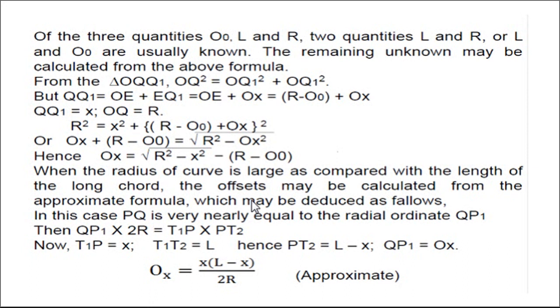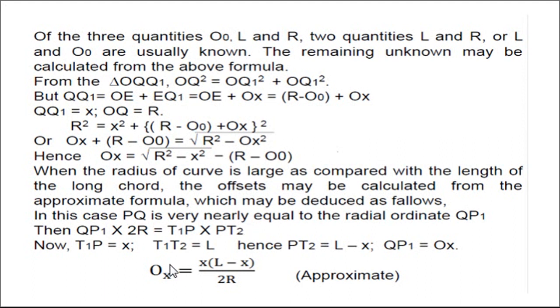Next, when the radius of the curve is large as compared with the length of the long chord, the offset may be calculated from an approximate formula which may be derived as below. In this case, PQ is very nearly equal to the radial ordinate QP1 in the previous figure.